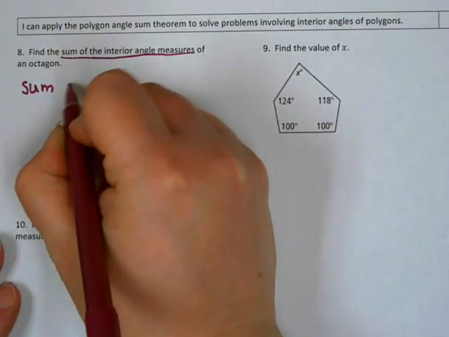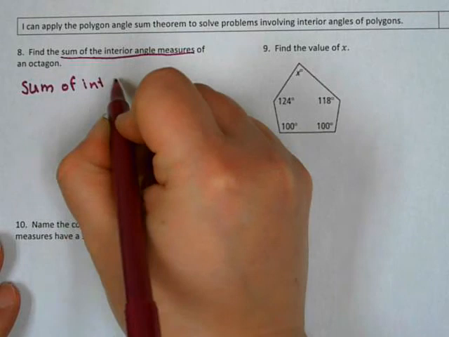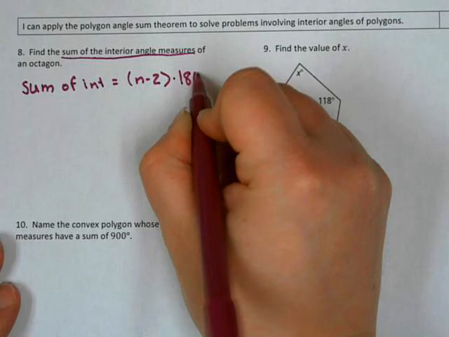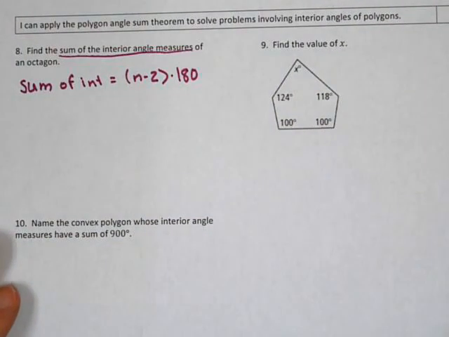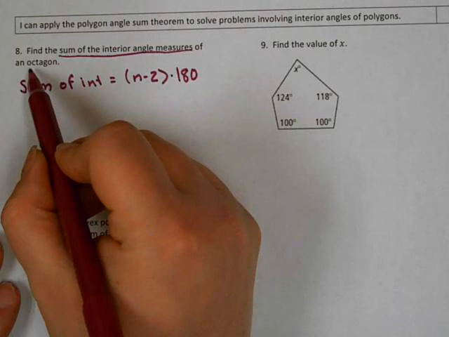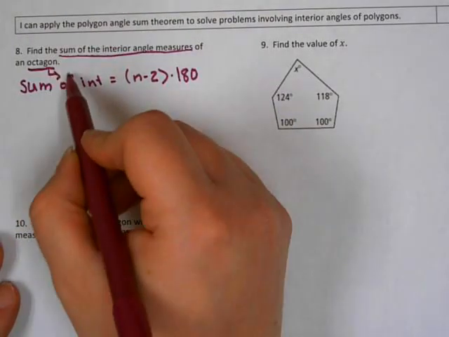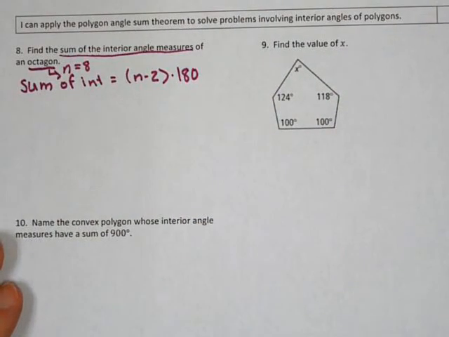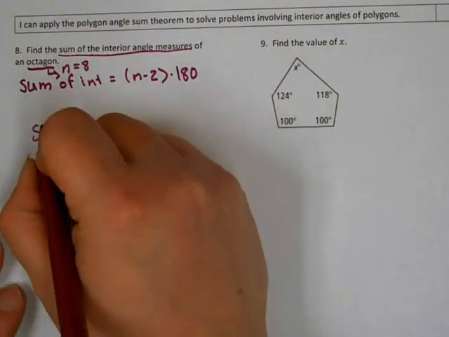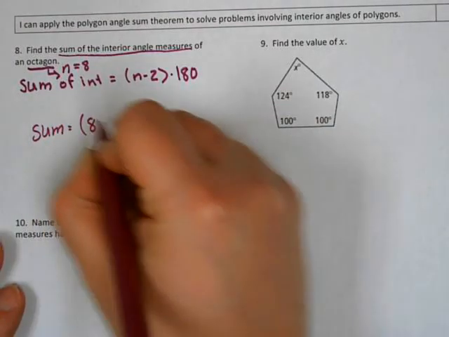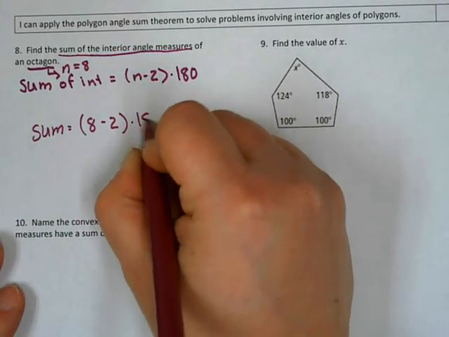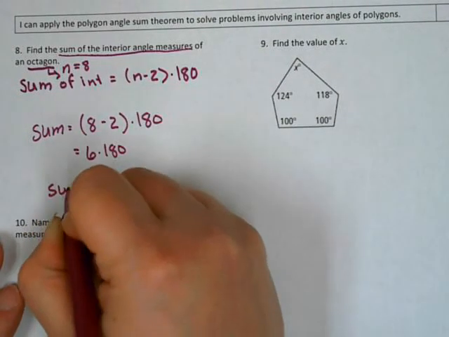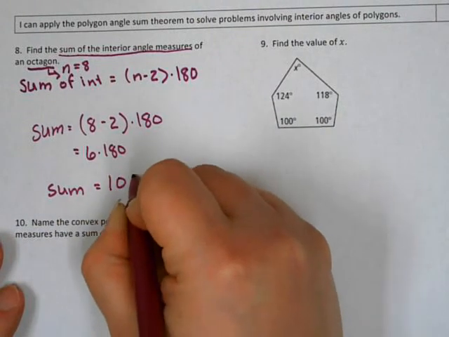I know that the sum of the interior angles is always equal to n minus 2 times 180. Now I need to figure out what an octagon is. You should know that octagon means n equals 8. It's like a stop sign, a polygon with 8 sides. So the sum of the interior is going to equal 8 minus 2 times 180, so 6 times 180, which means the sum is equal to 1080 degrees.